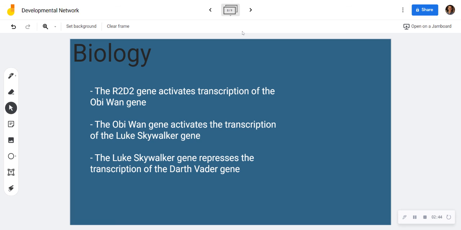So lastly, let's dig a little deeper and look into the biology. So the R2-D2 gene activates transcription of the Obi-Wan gene. The Obi-Wan gene activates the transcription of the Luke Skywalker gene, and the Luke Skywalker gene represses the transcription of the Darth Vader gene.